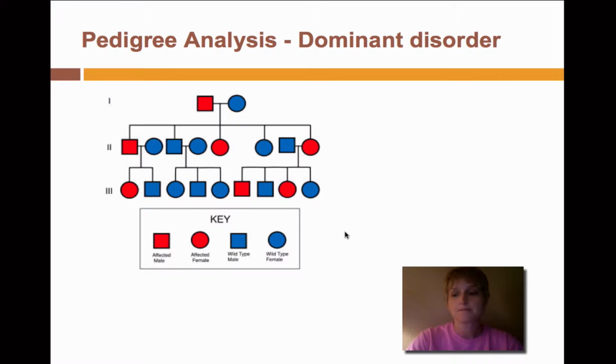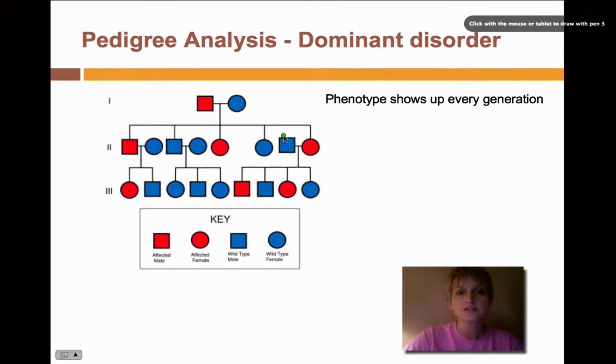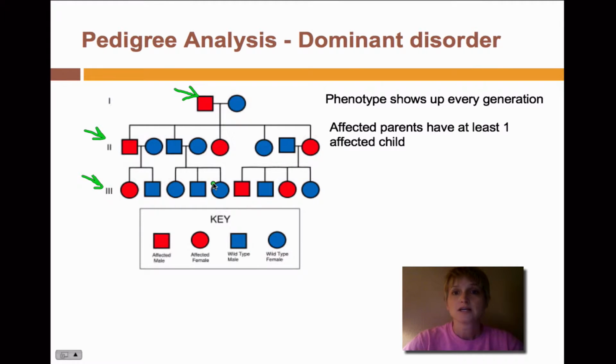So a couple important characteristics of a dominant disorder pedigree. First of all, the phenotype shows up in every generation. So you're going to see an affected individual in every generation, at least one affected individual each generation. The other thing is that affected parents will have at least one affected child. So not every child that they have has to be affected.